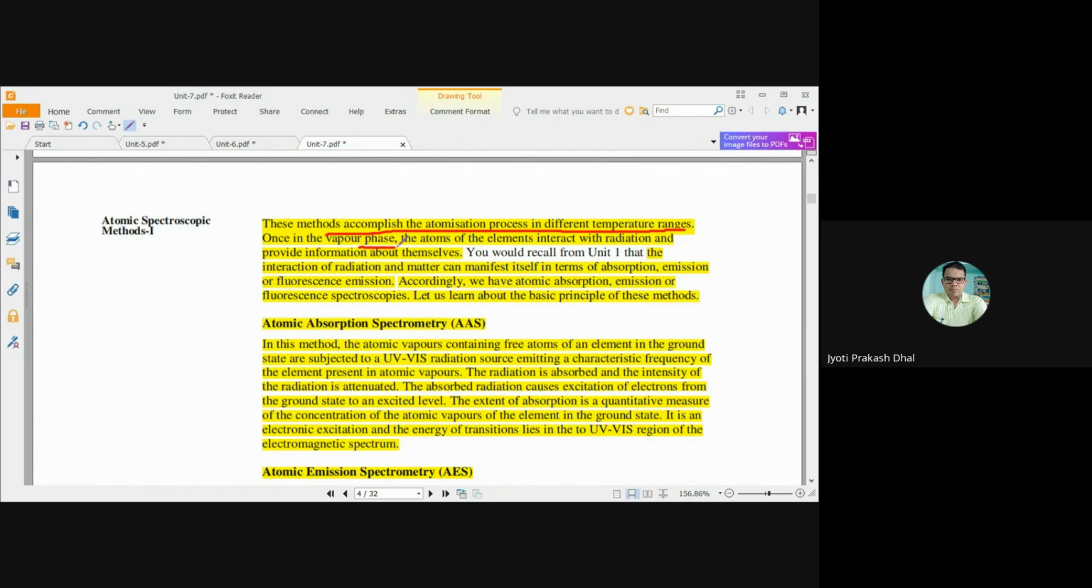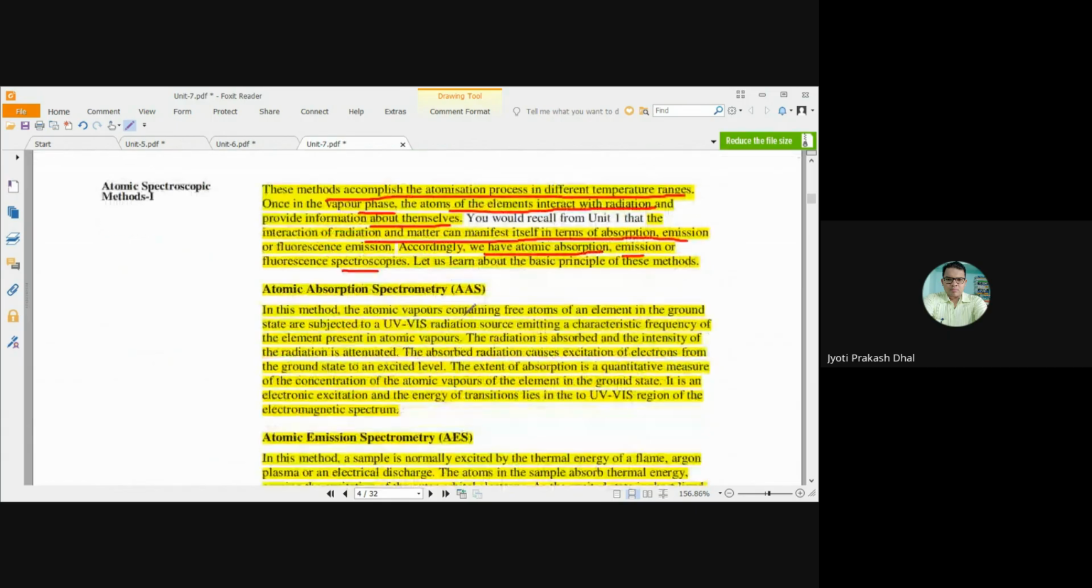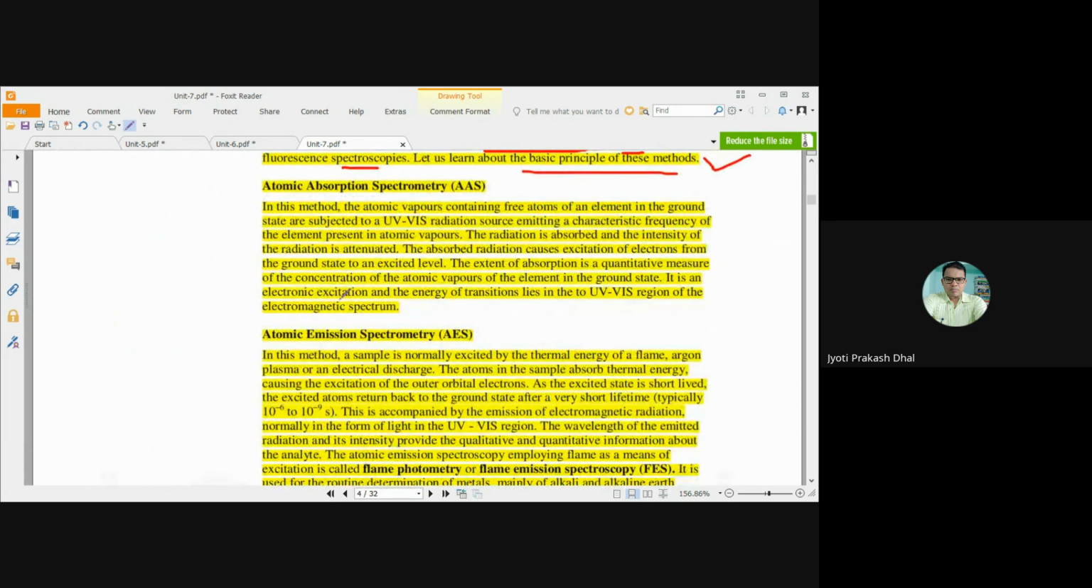Once in the vapor phase, the atoms of the element interact with the radiation and provide information about themselves. The interaction of radiation with matter can manifest itself in terms of absorption, emission, or fluorescence emission. Accordingly, we have atomic absorption, emission, or fluorescence spectroscopy. Now let us learn the basic principles of these methods.